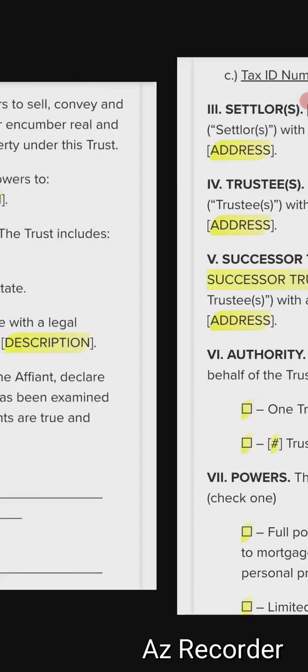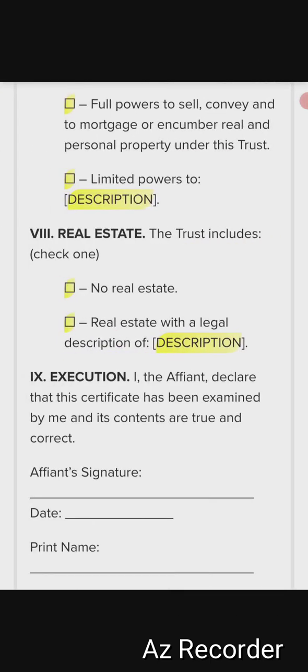Okay, next point. And this is your last point here, and this is where you do your Affiant signature, your dates and all that, sign all that stuff off.